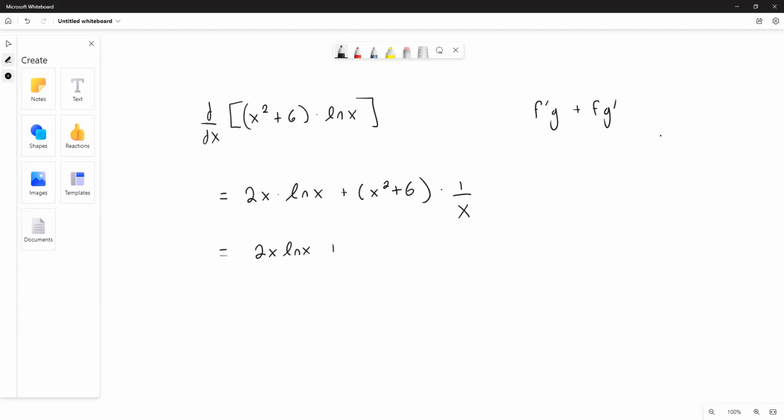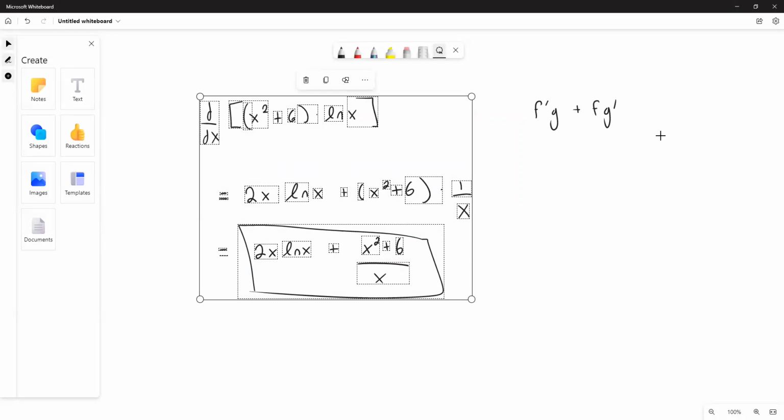We could rewrite this as a single fraction, so 2x ln x, not the whole thing as a single fraction, but just the second piece, plus x squared plus 6 over x. We could also split this up, so that would be x plus 6 over x, right? Because you can do that with denominators that are multiple pieces, but we can just leave it like this for now. Okay.